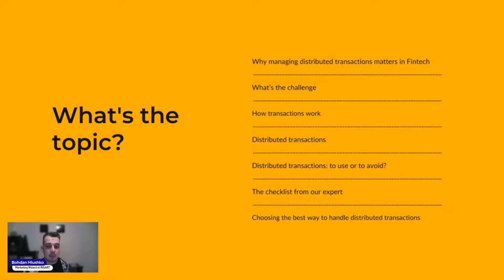But at the same time, as the pace speeds up, new challenges arise as well. For example, one of such complications related to MSA management is handling distributed transactions. And that's the main topic we're going to be talking about today during the whole webinar. This aspect technically requires some special attention when building fintech products.